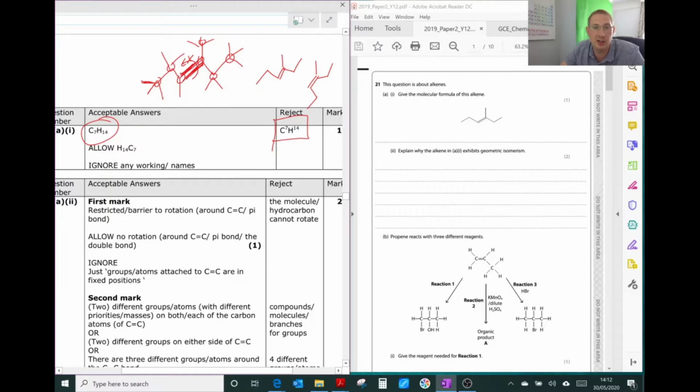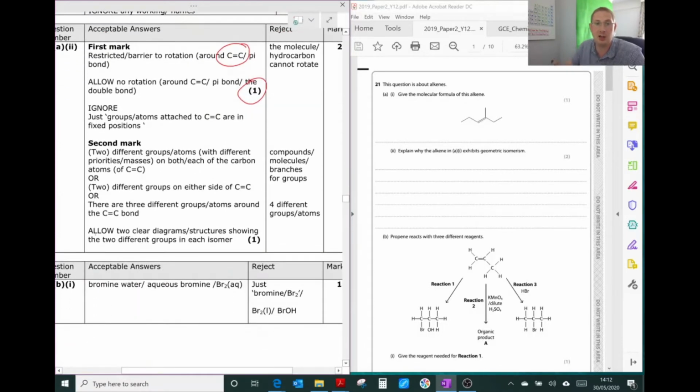So the first mark, anything to talk about the fact that there's no free rotation around the carbon-carbon bond, or around the pi bond, no rotation. It does say restricted because under UV light, for example, you can rotate, but it's restricted rotation.